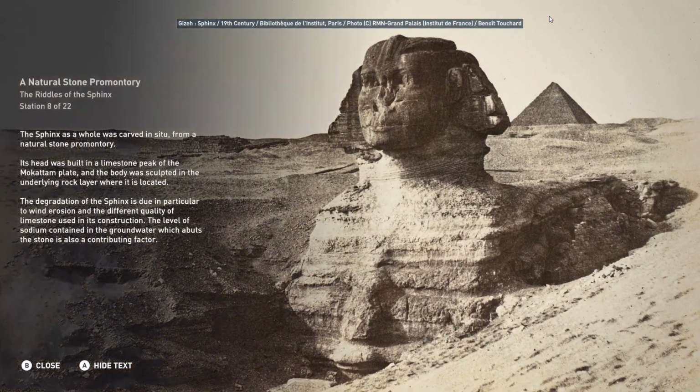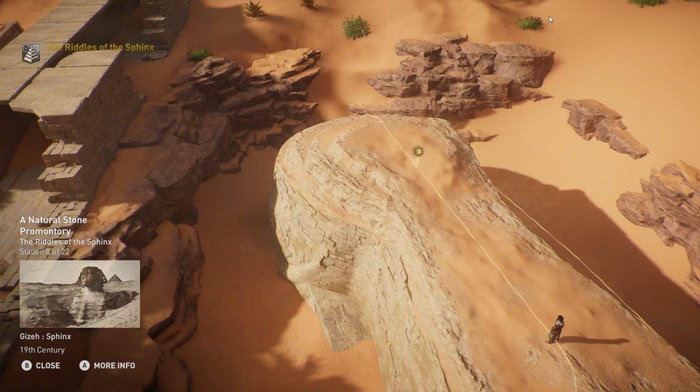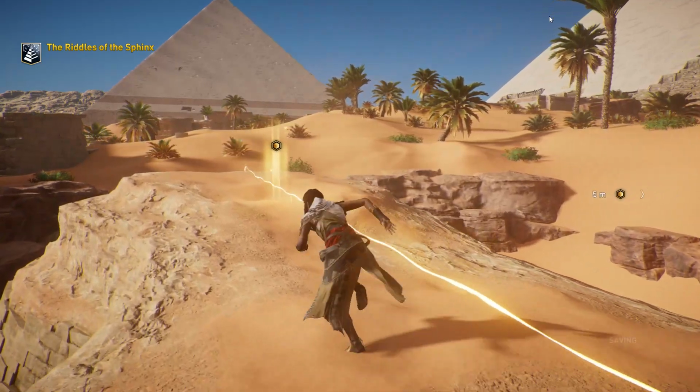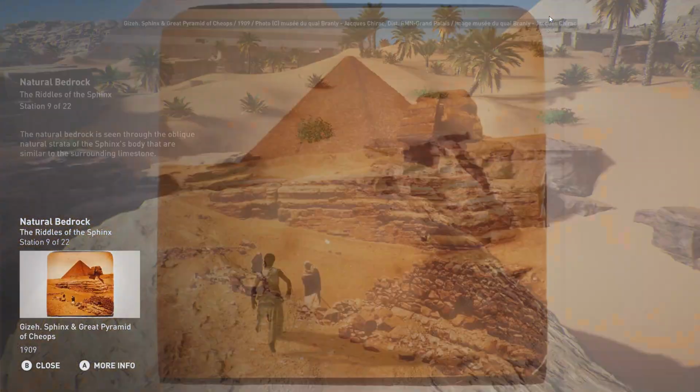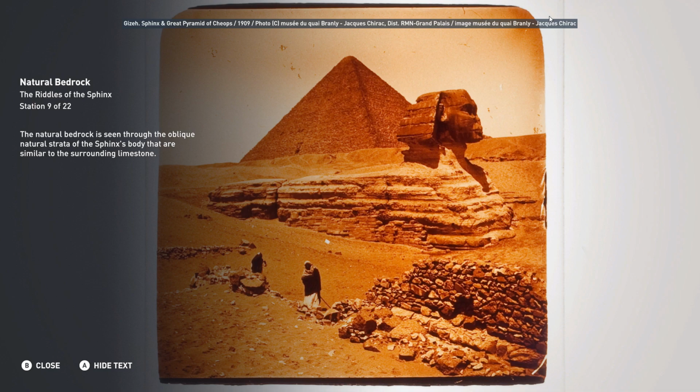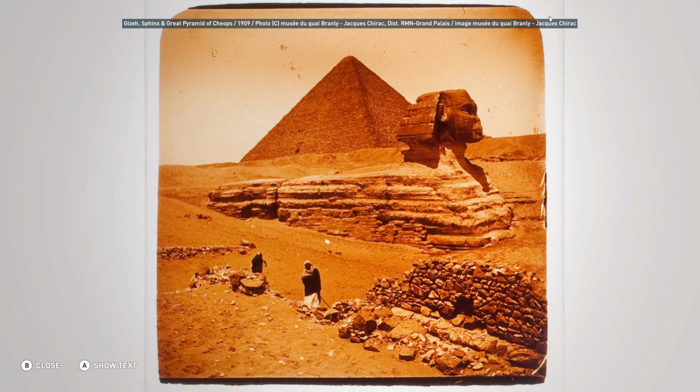The Sphinx as a whole was carved in situ from a natural stone promontory. Its head was built in a limestone peak of the Mukattam Plate. The natural bedrock is seen through the oblique natural strata of the Sphinx's body that are similar to the surrounding limestone.